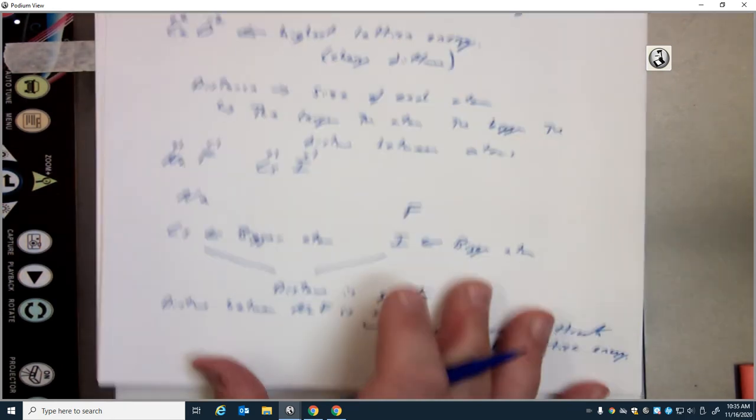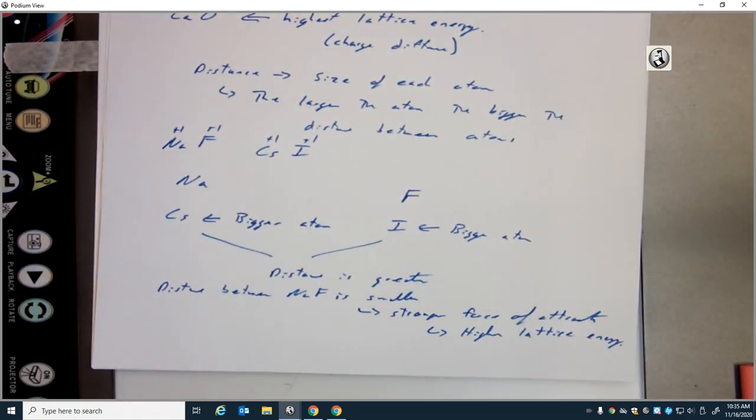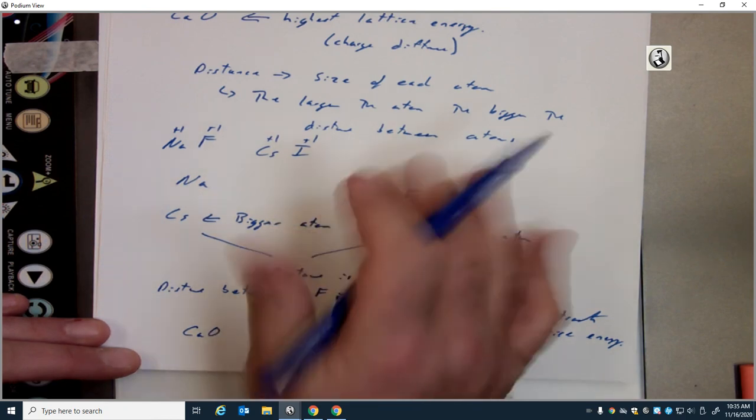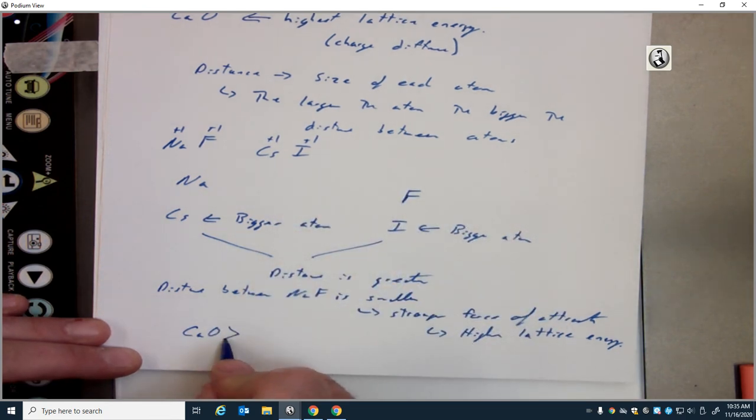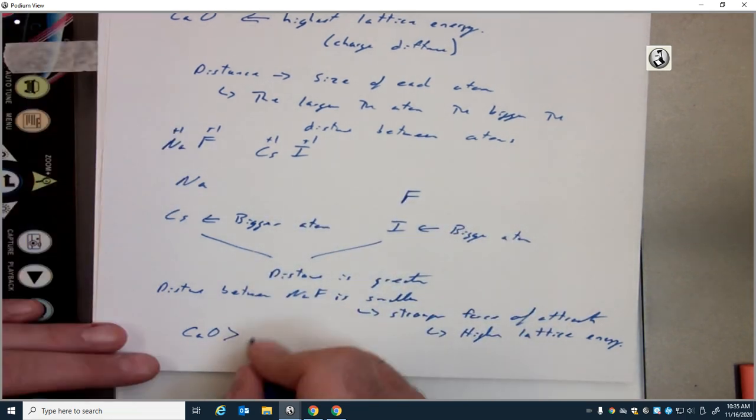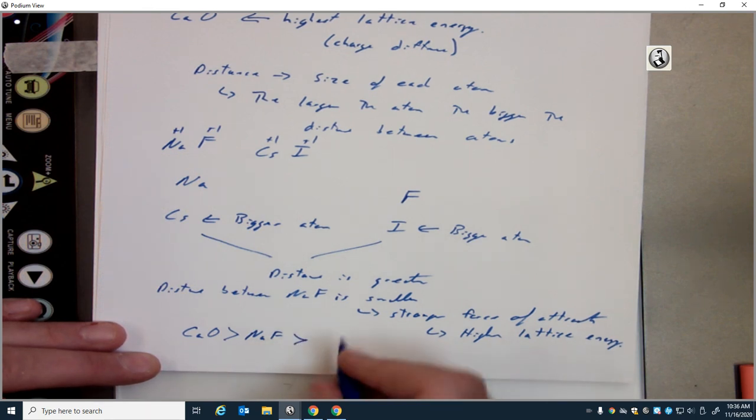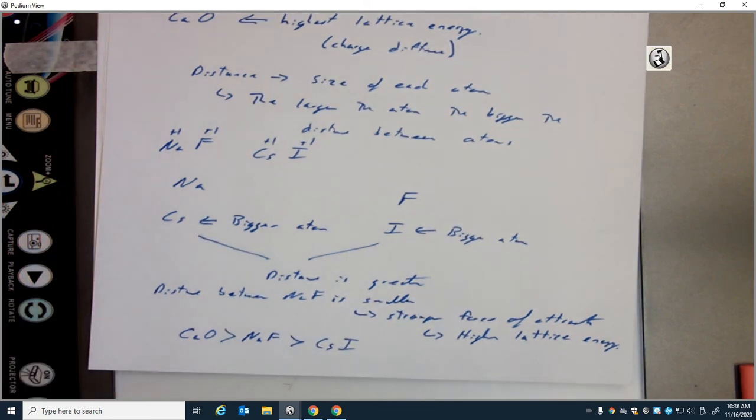So if we were going to put these in order from greatest to smallest, CaO would have the greatest lattice energy because of that charge difference. NaF would be next because the distance between the atoms is closer, so it's a stronger force of attraction. And then CsI would have the least amount of lattice energy. I would expect you to be able to do something like that.